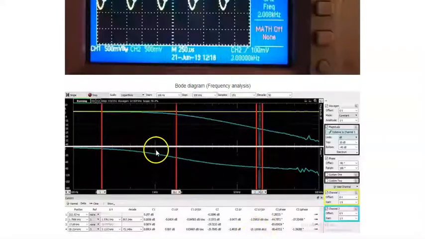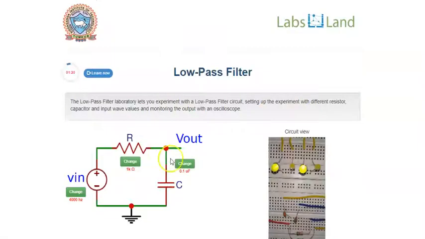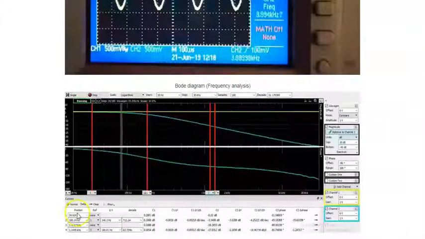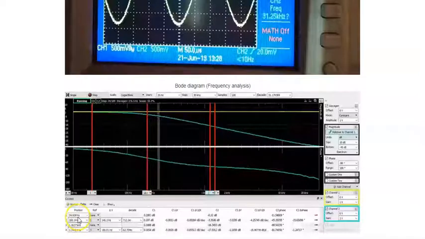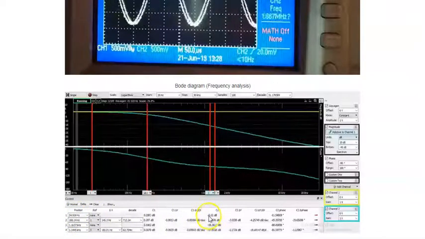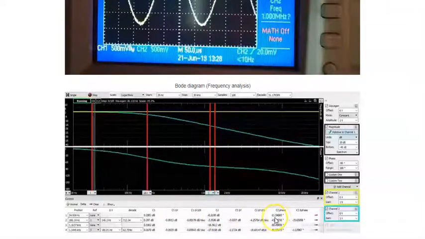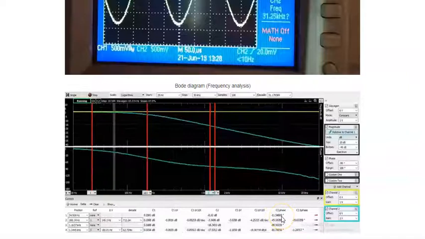Now with capacitor at 0.1 microfarad and resistor at 10 kΩ. Let's observe the important parameters on the Bode plot. At cursor 1 the obtained frequency is 34.939 Hz. Magnitude is -0.32 decibels and phase is -11.549 degree, whereas the ideal values are 0 dB and 0 degree.